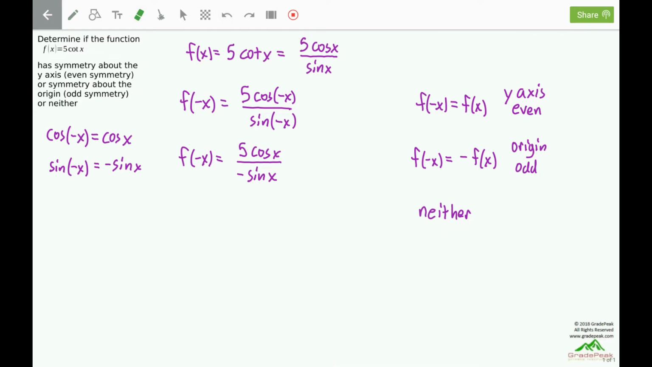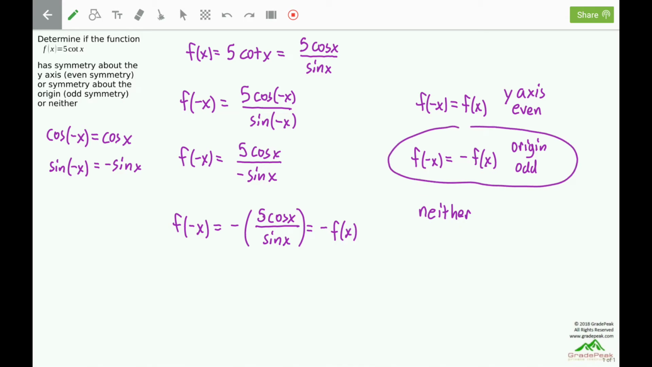Therefore, a negative can be factored out. It is going to come from the denominator here, and it'll be in front. The numerator will remain as 5 cosine of x, and the denominator will now become a positive sine of x. And comparing that to the original, that is exactly f of x in the parentheses with a negative in front of it. So this equals negative f of x, which is the exact condition needed to have origin odd symmetry.